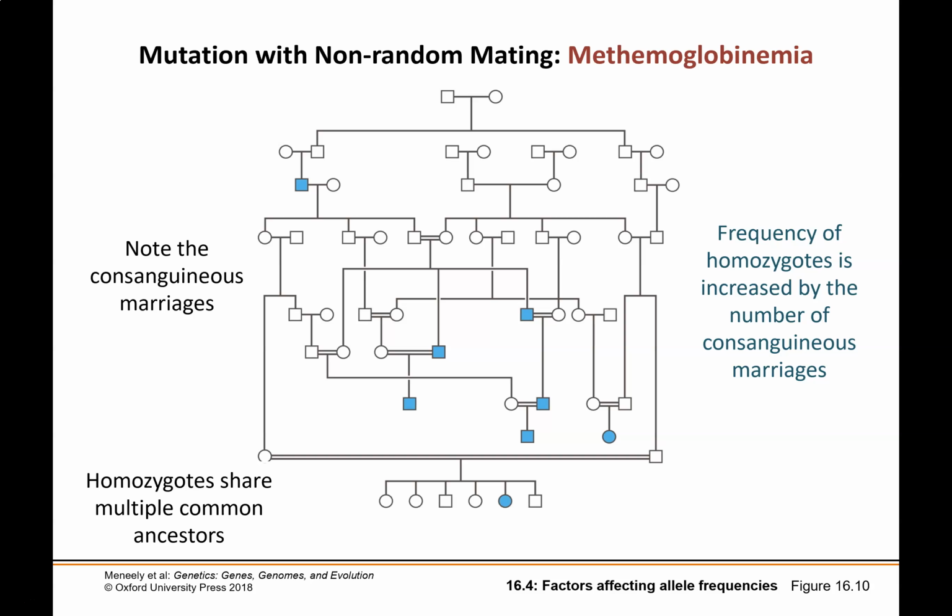So methemoglobinemia appeared as a mutation in one male, and after 2 to 3 generations, it began to appear more frequently. You can see all of these cases of closely related inbreeding between individuals who are relatives, and it essentially concentrated the allele within that family. This disorder produces a form of hemoglobin where the iron molecule in the middle doesn't bind oxygen effectively. So this is actually something that happens normally.